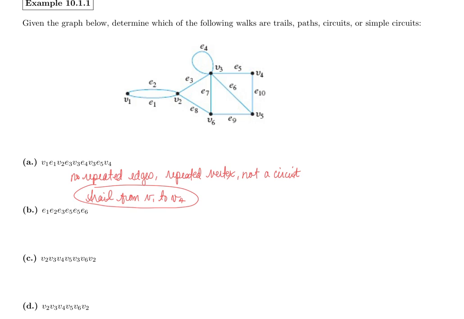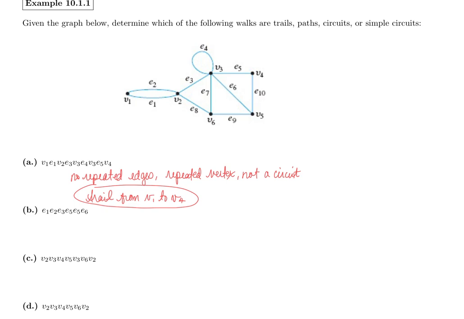Let's try a different one. Let's try looking at edges E1, 2, 3, 5, 5, 6. Well, we can't go from V1 to V2 using E1 and then back to V1 using E2 because next we have to use E3. So really we have to start at V2, use E1 to come back to V1, then E2 to get back to V2. So we've already repeated a vertex. And we're using E3, then E5, coming back to V3 via E5. So we repeated an edge now, and then down to V5.